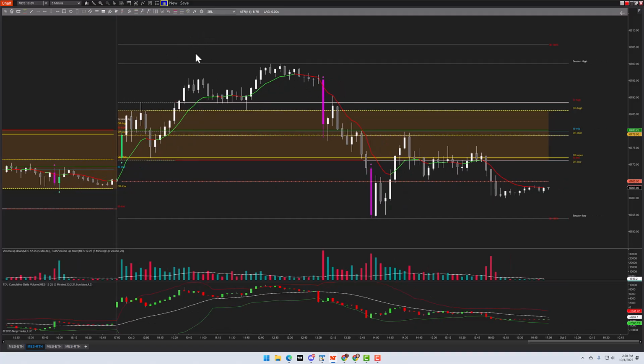Now, I should note here, this is not a 21. This is a 9 period. For a 5 minute, I switch to a 9. For a 1 minute or a 2000 tick, I use a 21. But for a 5 minute, I like a 9, right? It hugs it. I think it's just a better fit for the higher time frame.